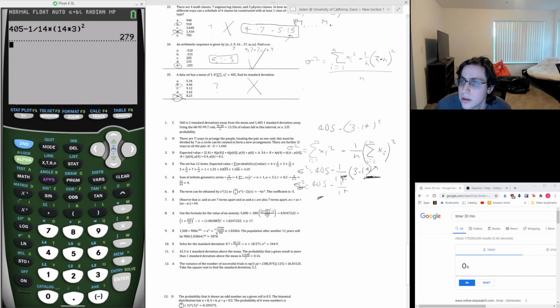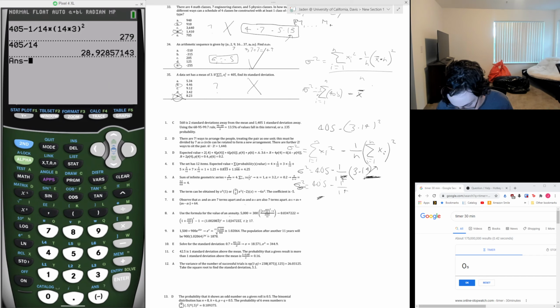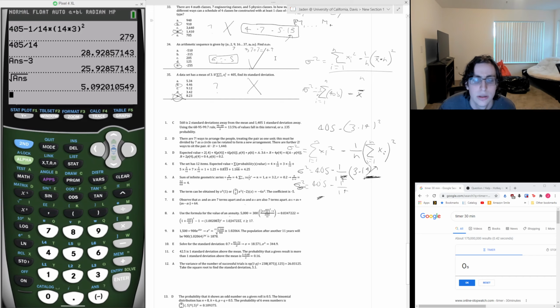So it really should be theta squared equals 1 over n times 405 minus the mean. I think. Does that work? 405 divided by 14 minus 3, square root, and it's 5.09. No, did I mess up? Let me see. That's messed up.